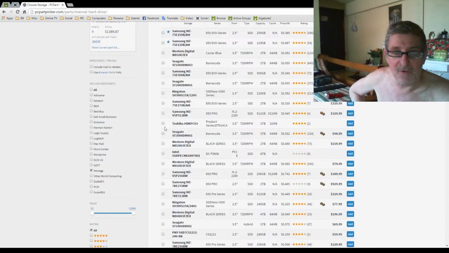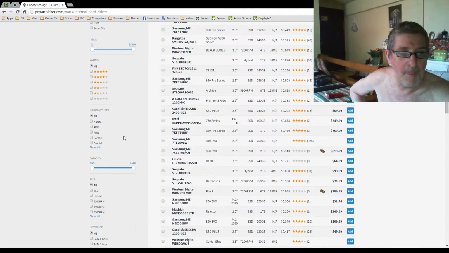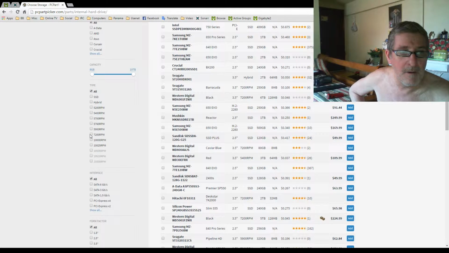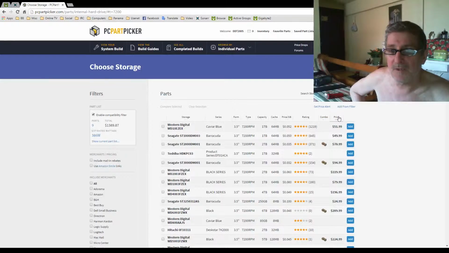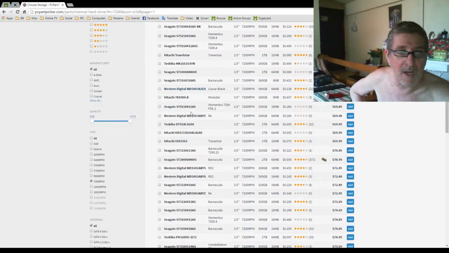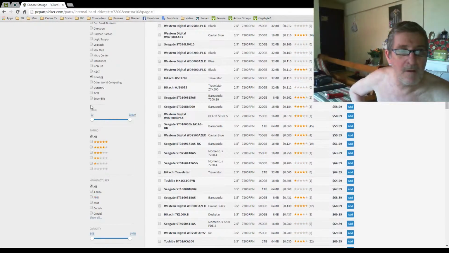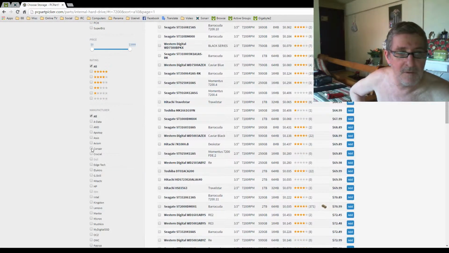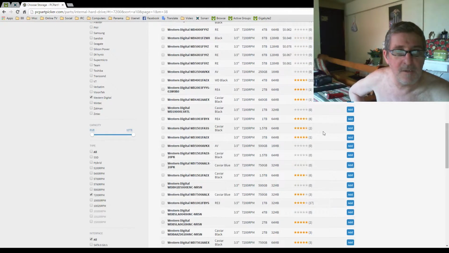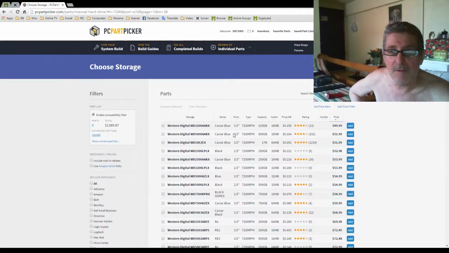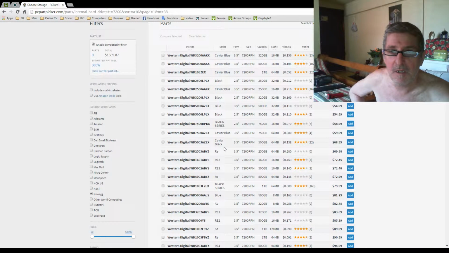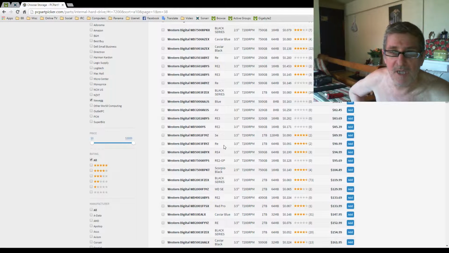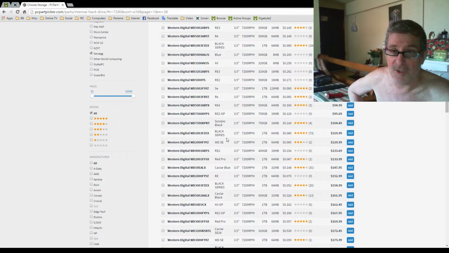And since we're rich, we'll get a Western Digital Black. Where are the brand names? Western Digital. Black. 500. 1 terabyte. Actually, you know what, this might not be the best deal, but it's the best drive, because you can always throw these into a NAS.